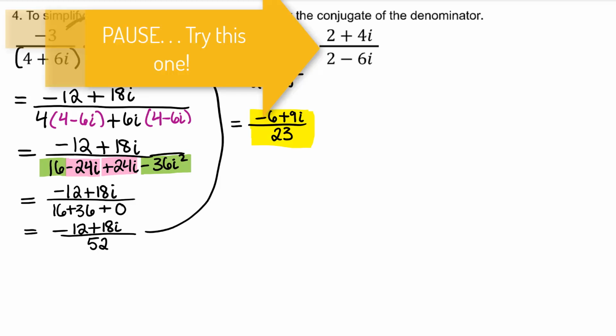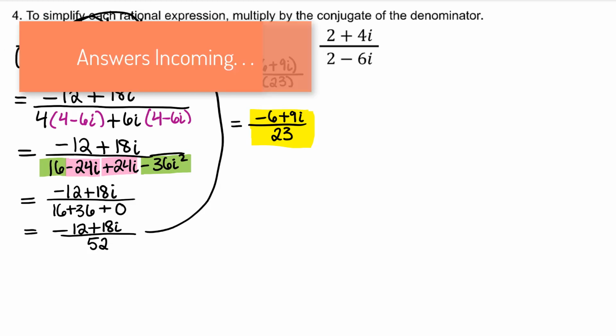I want you to try the second one on your own. Remember, you multiply by the complex conjugate's special form of the number 1. Press play when you're ready to check your answer.